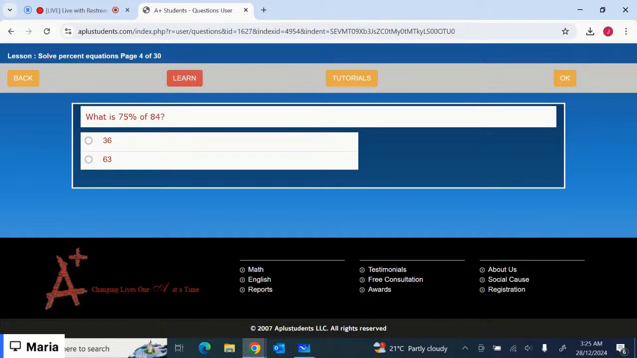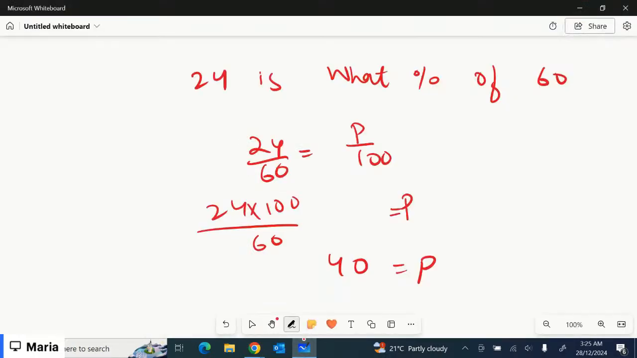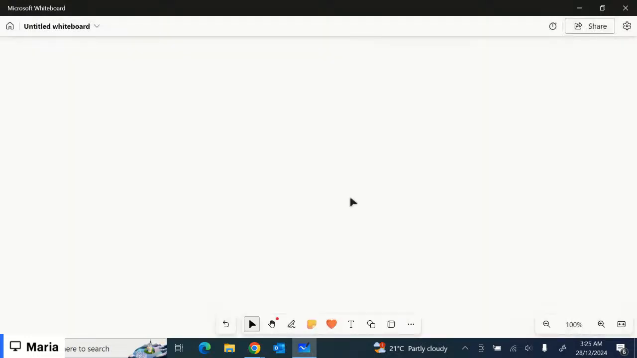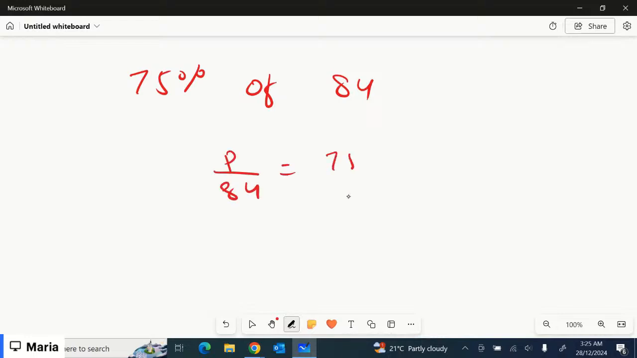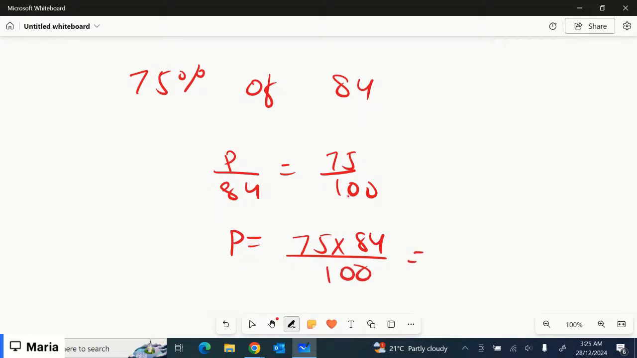What is 75% of 84, which is the correct option? 75% of 84. Let's just calculate. So 84 is the whole number. You need to calculate the part, that is 75 over 100. So P is 75 times 84 over 100.